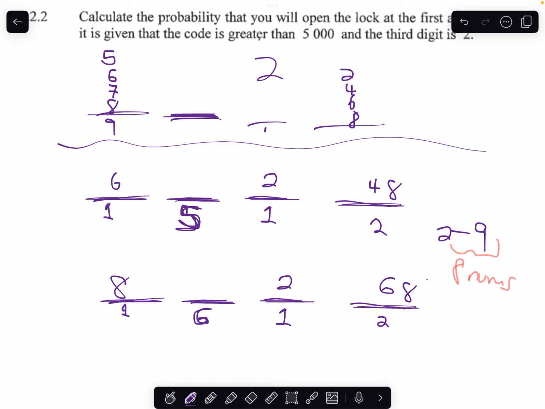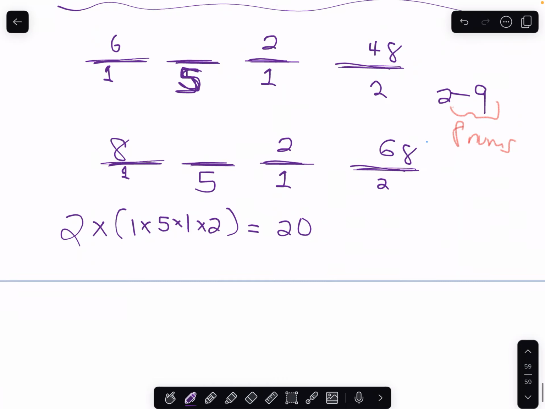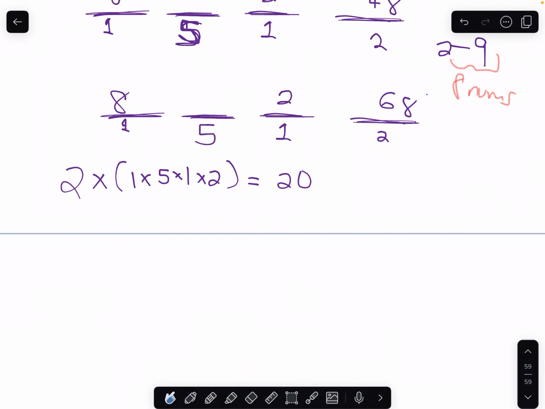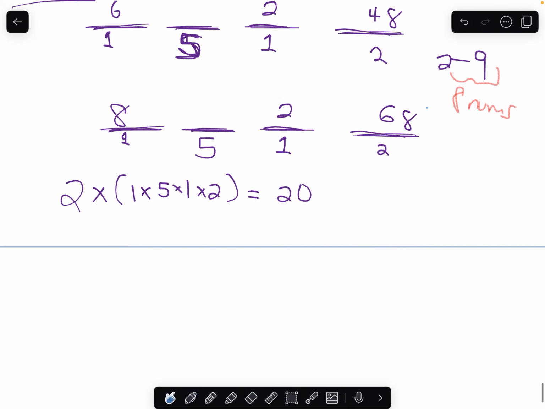Okay, and similar here. So the number of combinations that would start with 6 or 8, that will be 2 times 1 times 5 times 1 times 2. So that is 2 times 10, which is 20. Okay, so this is case 1.